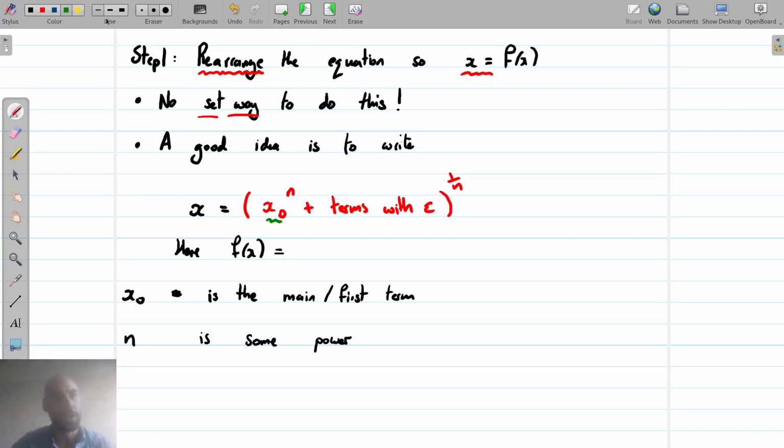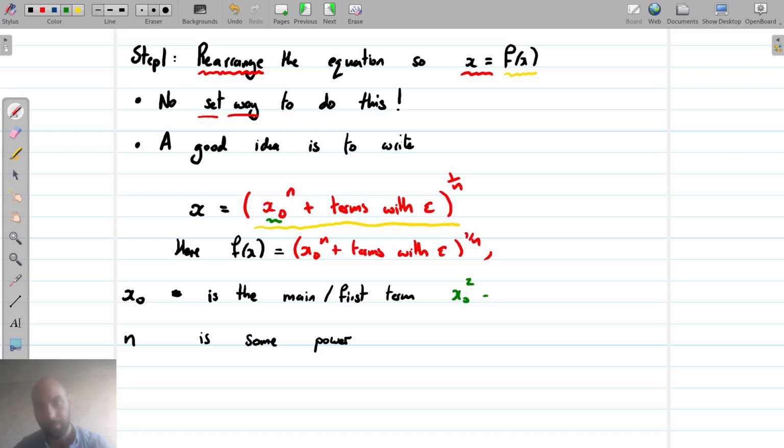And in this above equation up here, I've got this f of x. So in our problem, f of x is all of this stuff. It's the stuff on the right hand side. So my f of x is just what I've got above. We will see an example in a second, and this should hopefully make more sense. Okay, so x0 is the main, first term. Like I said, that came from sticking epsilon equals 0 into our problem.